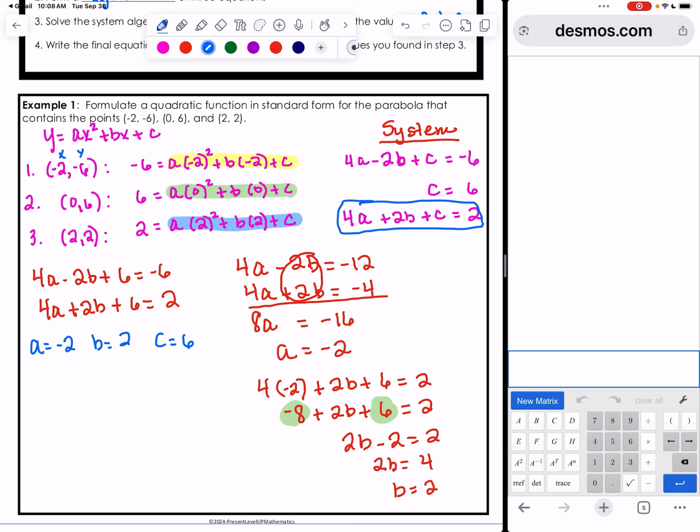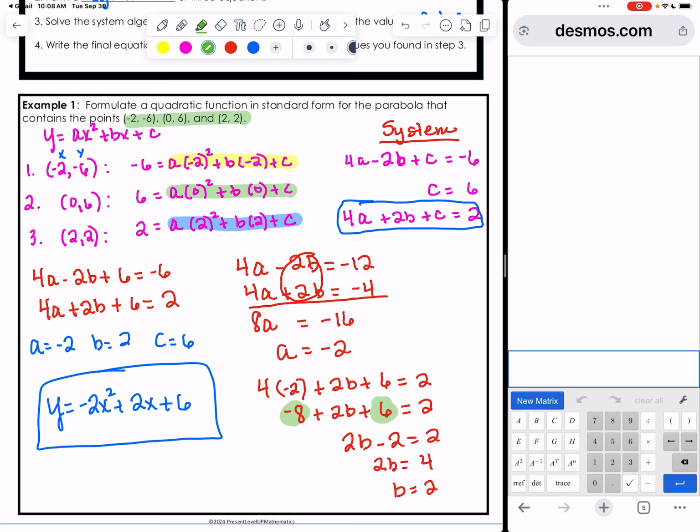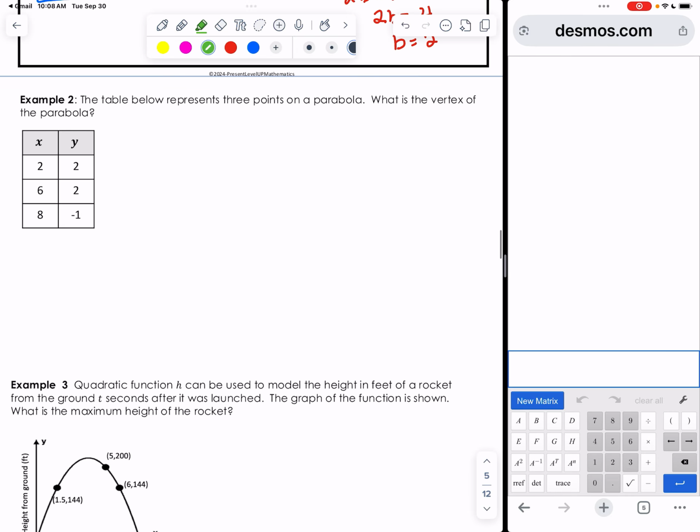Once you know the value of a, b, and c, you can rewrite your equation and fill in your values of a, b, and c. So negative 2x squared plus 2x plus 6. This is your standard form equation for the parabola that passes through these 3 points. All right. In example 2, we will be using technology to solve the same process.